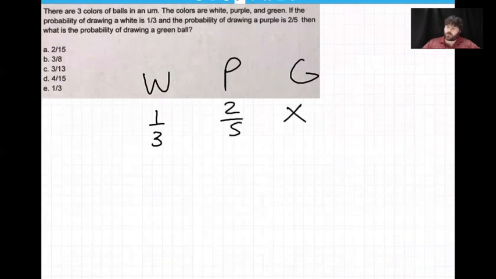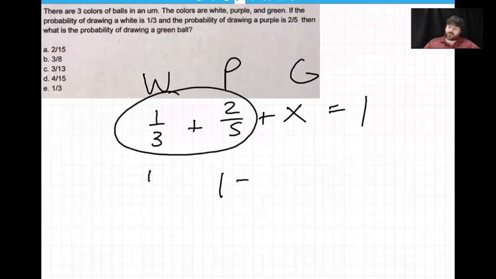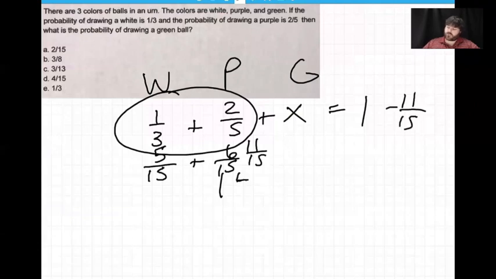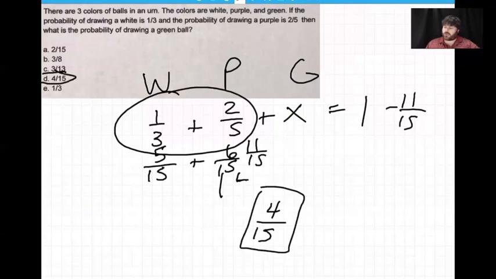So we don't know green, but we know that those are the only 3 colors, so they should have a total probability of 1 when I add them all together. So basically, I need to find out what 1 minus the sum of these 2 numbers is. So if I got common denominators of 15, this would be 5/15. This would be 6/15. That's 11/15. If I take away 11/15 from both sides, I get 4/15, which is the probability of selecting a green. I don't actually know how many greens there are, or purples or whites, or even the total. I just know there's 3 different colors, and the sum of those probabilities should equal 1.